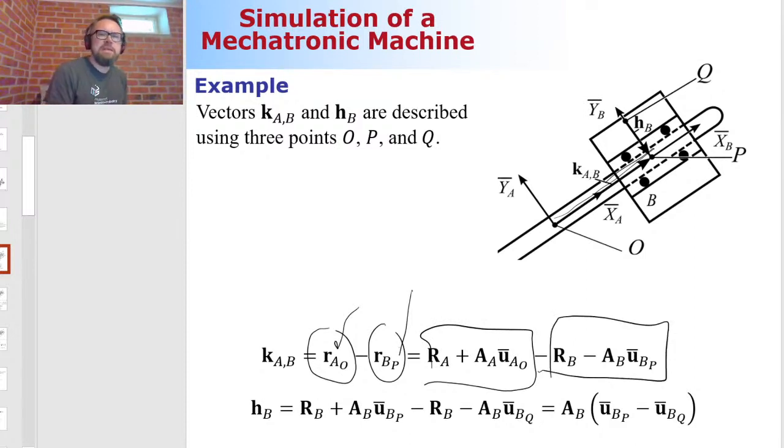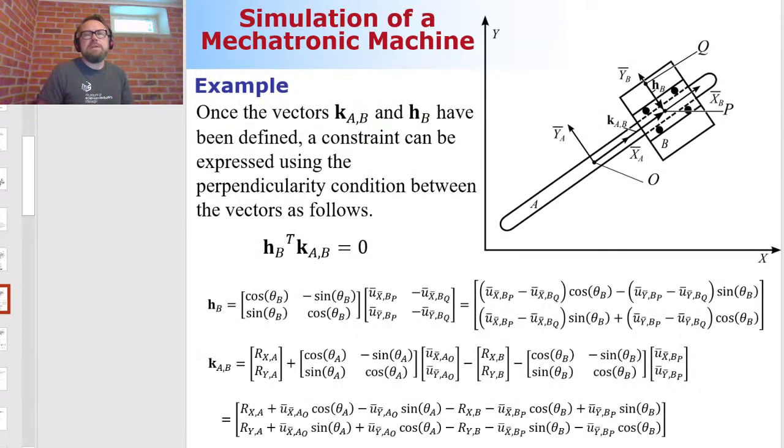So we're repeating the equation over and over again. The H vector is within body B. And because it's within body B, it can be described simply by using the vector u-bar_B, u-bar_Q, as it is shown here. So those are my 2 vectors, and I'm simply setting the perpendicular condition on these 2 vectors, and that's my constraint.